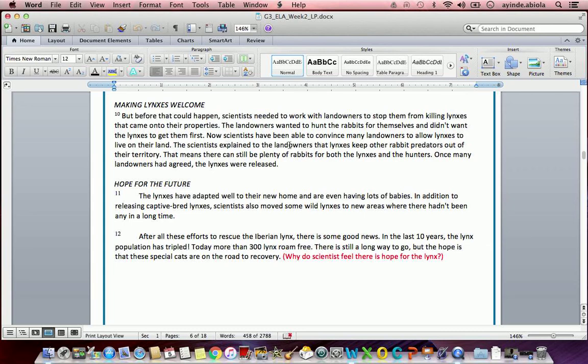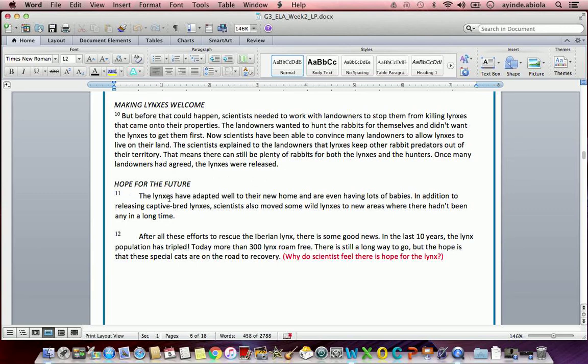Now scientists have been able to convince many landowners to allow lynxes to live on their land. The scientists explained to the landowners that lynxes keep other rabbit predators out of their territory. That means there can still be plenty of rabbits for both the lynxes and the hunters. Once many landowners had agreed, the lynxes were released.